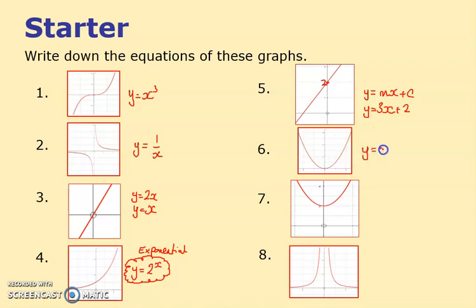This you should have known is y equals x squared. This looks like y equals x squared, and it seems to cross there at 2 again. So I think it's x squared plus 2, and this one we've seen recently is 1 over x squared.